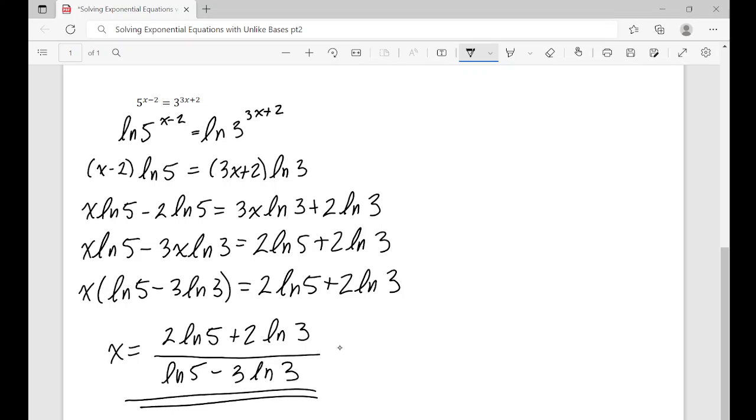But again, if you need the decimal, and if you do, I highly recommend being very careful. Type what's up top first, get a number, type what's in the bottom next, get that number, and then divide the two, because trying to type it all in at one time, it's very easy to make a mistake. But if you do it successfully, you should get negative 3.212 as the approximate answer for this equation.